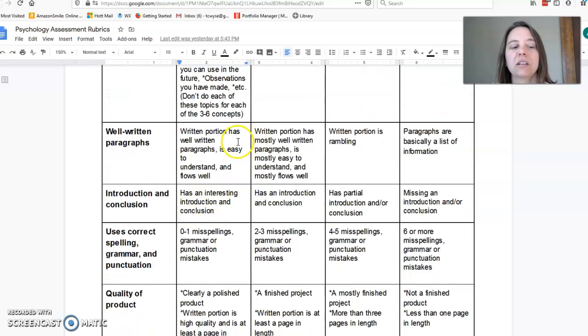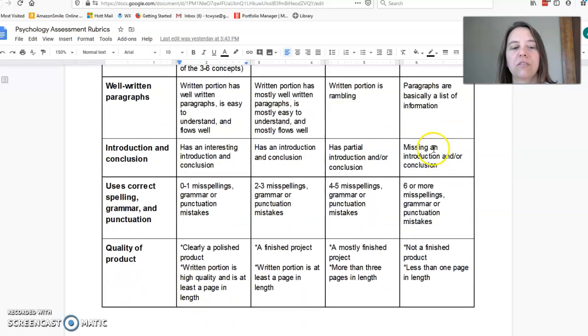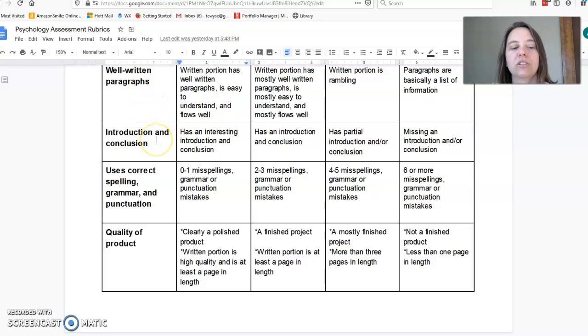Well-written paragraphs. The written portion has well-written paragraphs, is easy to understand, and flows well. Or the written portion has mostly well-written paragraphs. The written portion is a bit rambling. It's basically a list of information. Introduction and conclusion: has an interesting introduction and conclusion. It has an introduction and conclusion. Partial introduction and conclusion, or missing.